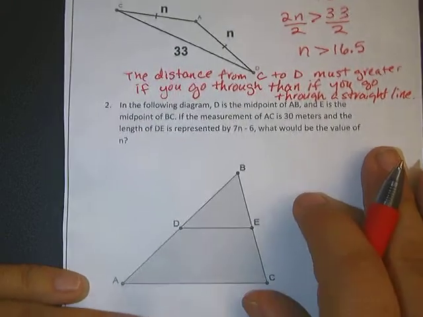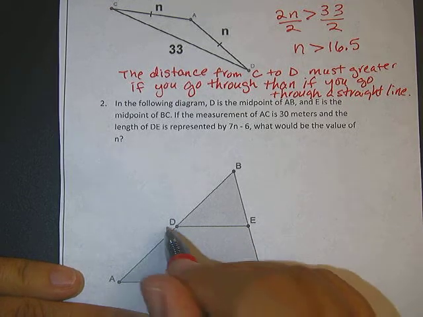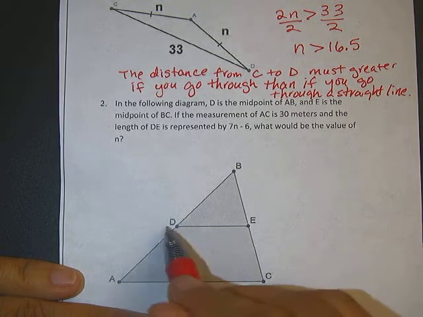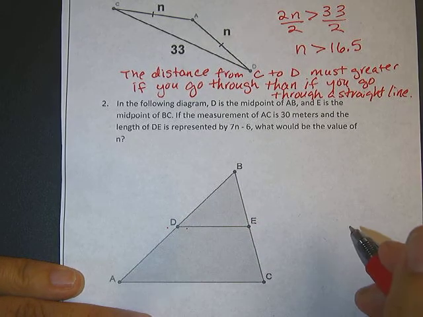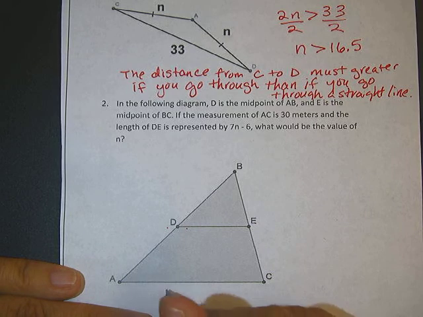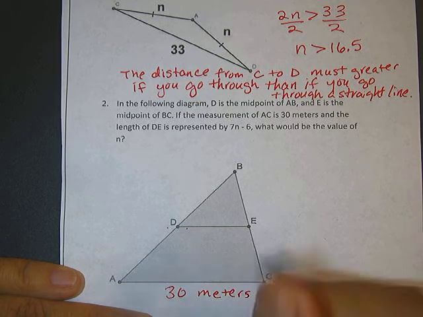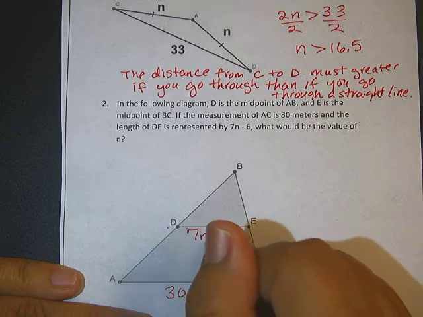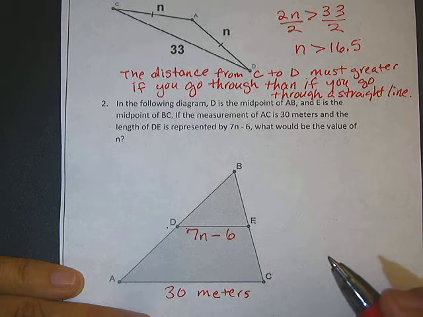The next problem: in the following diagram, D is the midpoint of AB and E is the midpoint of BC. All right, so we know these are both midpoints. That makes this a mid-segment. So that's a mid-segment. If the measurement of AC is 30 meters and the length of DE is 7n minus 6, what would be the value of n?